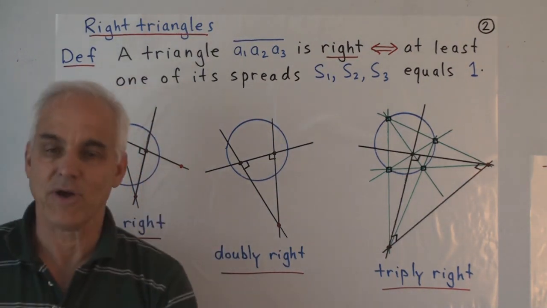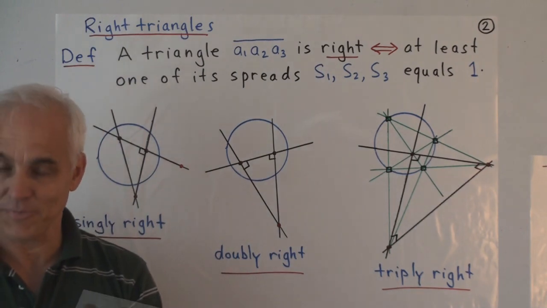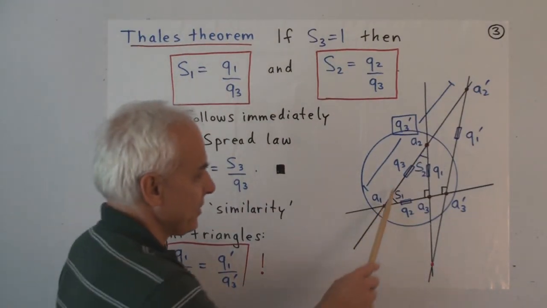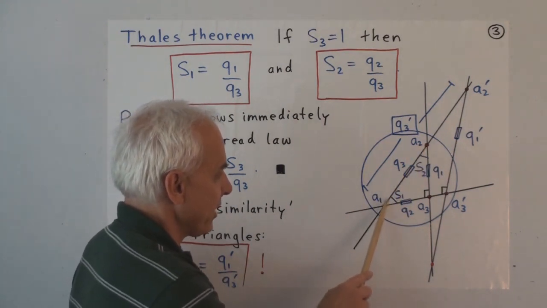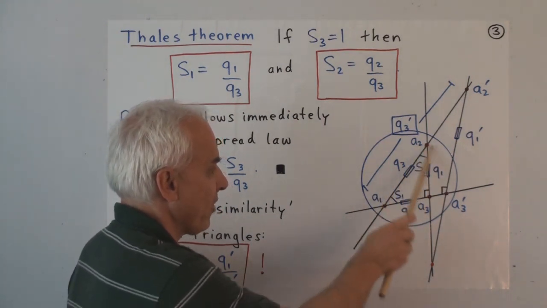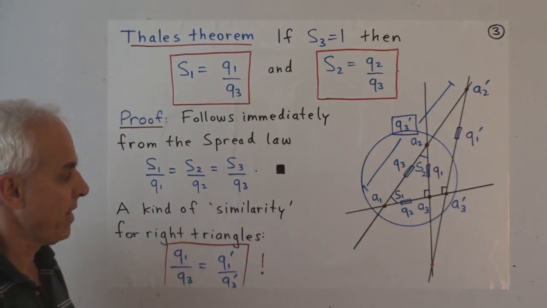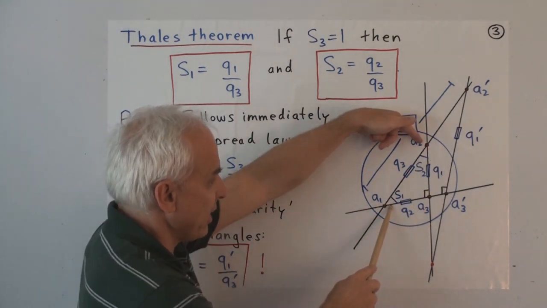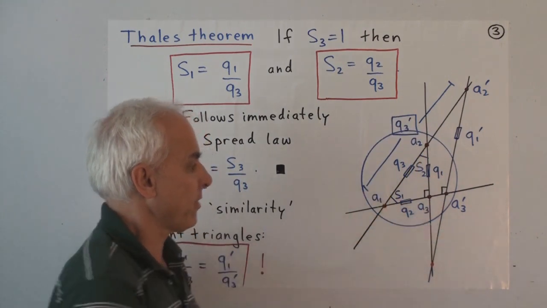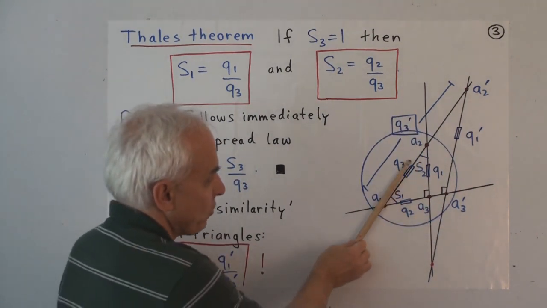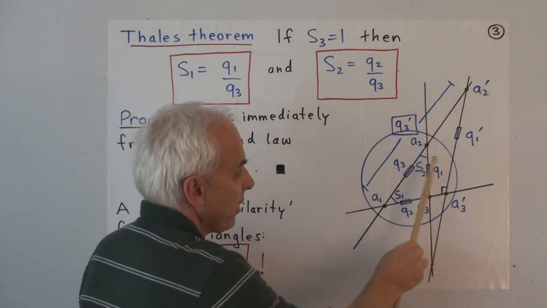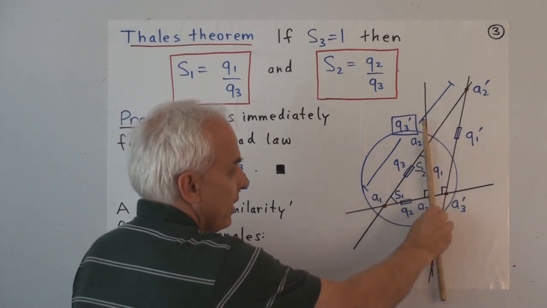Alright, so that's what a right triangle is. Now let's have a look at Thales' theorem. Our standard convention, here in this diagram, is that we have points A1, A2, A3 forming the triangle, with quadrants Q1 opposite A1, Q2 opposite A2, and Q3 opposite A3, and spreads S1 here, S2 here, and S3 here.